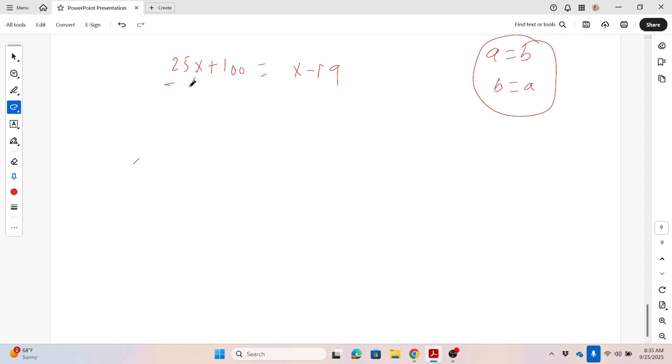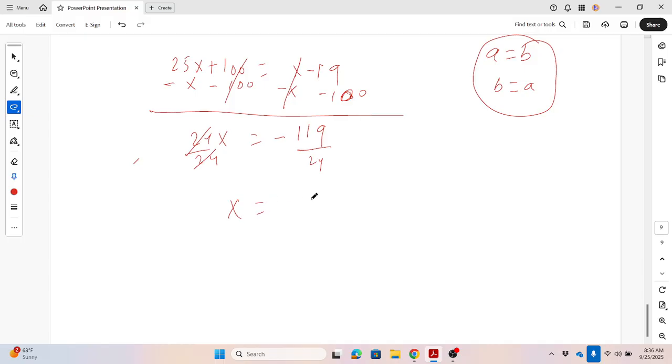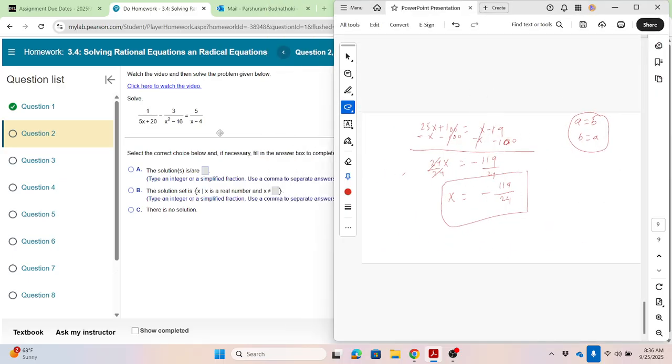So now subtract x and subtract 100. By doing that, it will be 24x equal negative 119, and then you just divide both sides by 24. So x equal negative 119 divided by 24. That's the answer. If you can simplify this, you're supposed to simplify, but there is nothing we can do here because it's not divisible by 3 or 8. So the answer is negative 119 over 24.